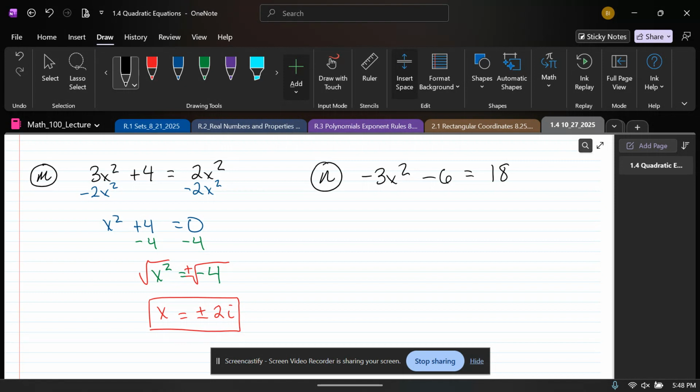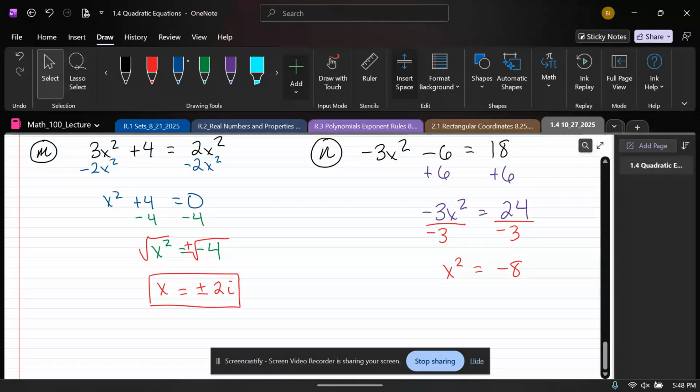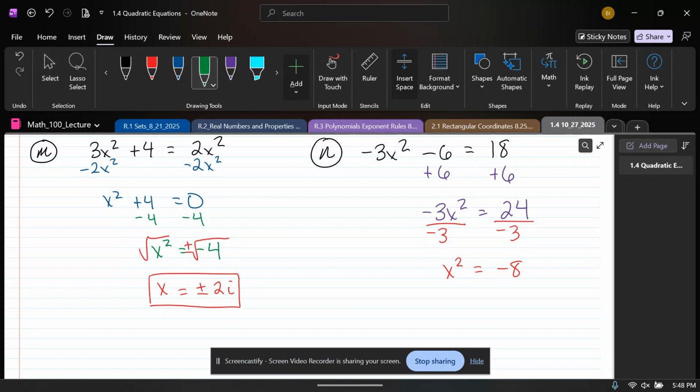What's a good first step here? Yeah, move that 6 by addition. Yeah, that's a good way. That's going to give me negative 3x squared, and it's now equal to 24. Divide by that negative 3. That's going to get our x squared by itself. That's going to be a negative 8 over there. And then because I have the x squared by itself, I'm now allowed to do the square root.